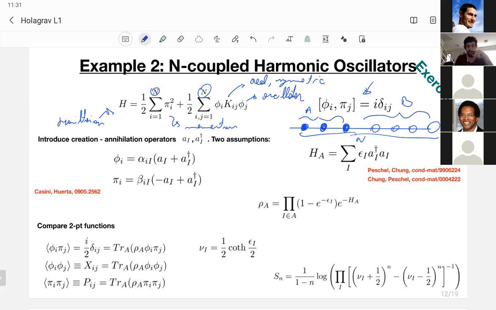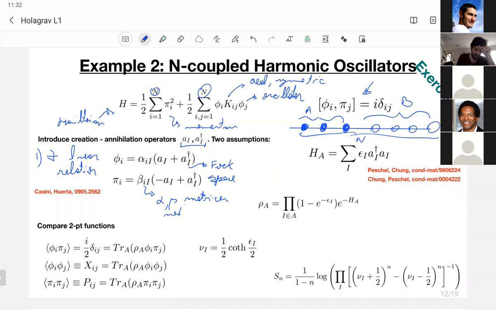Then to guide the exercise, it's written in some detail in a reference I put in the webpage, by Nishioka, I guess. There are two assumptions. One assumption is that there exists a linear relation between the creation and annihilation operators that you want to introduce and phi and pi. Here I'm using the notation that Nishioka used. The index with capital I is on Fock space, and this index is on the lattice, on the original Hamiltonian. Alpha and beta are matrices that are not independent. I guess they satisfy this relation.